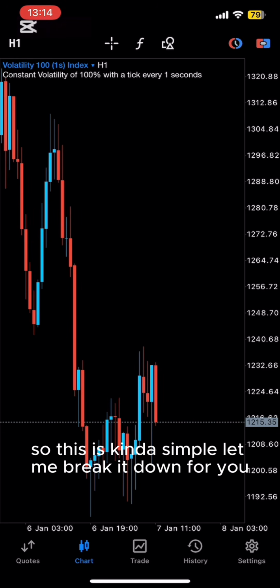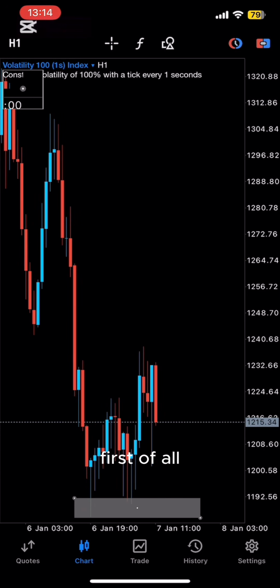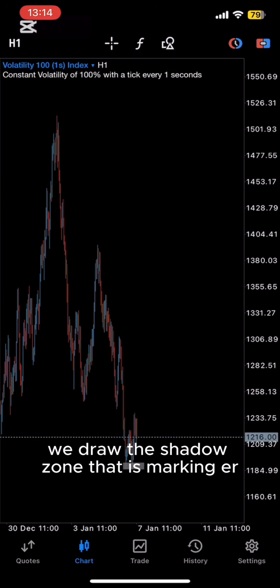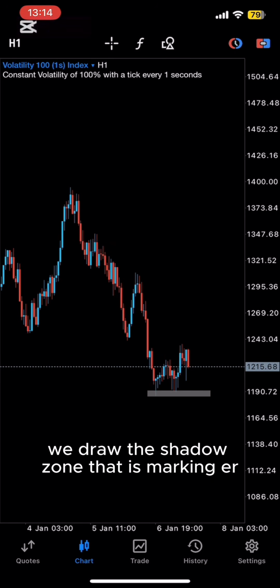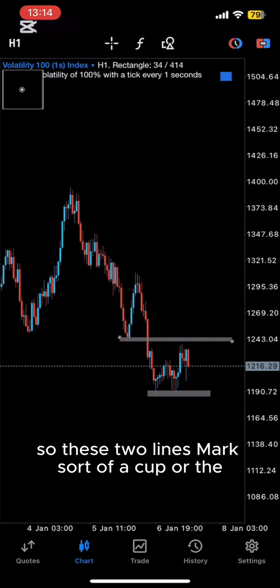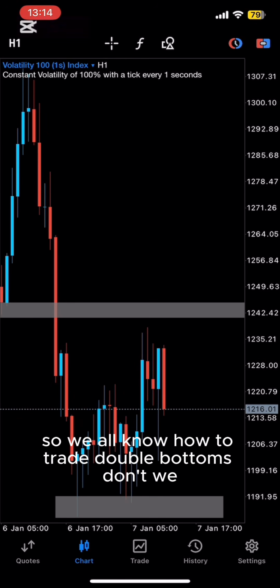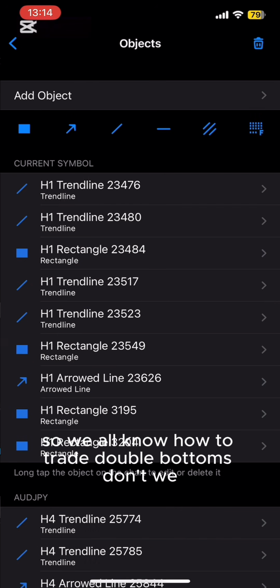So this is kind of simple. Let me break it down for you. First of all, we draw the shadow zone that is marking the lower lows that were created. These two lines mark sort of a cup or a double bottom. We all know how to trade double bottoms, don't we?